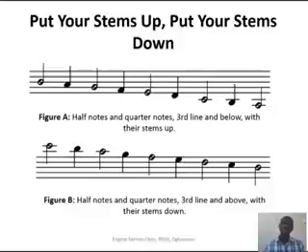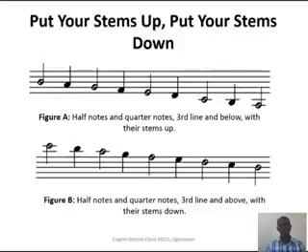The stem can go either up or down. When a note is on the third line of the staff or below, the stem goes up from the right side of the note. Putting the stem on the wrong side of the note head is one of the most common mistakes made. Make sure you look at this figure. If the notes are on the third line or above, the stem goes down on the left side.